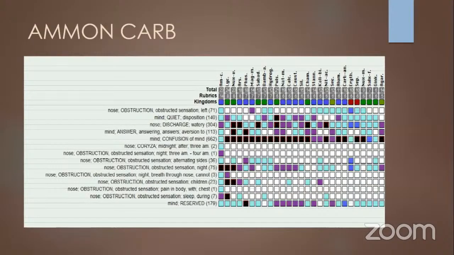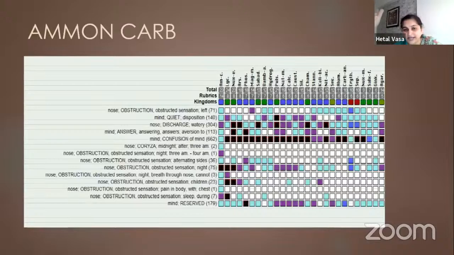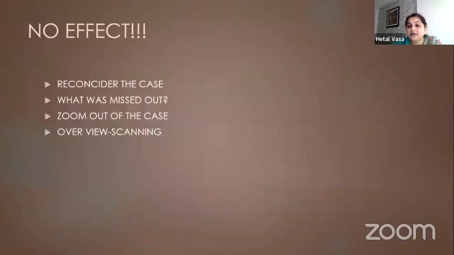Looking at the acuteness, the profuse watery discharge, and the aggravation time, 4 to 5 a.m., I repertorized it very nicely, and Ammonium carbonicum came up, with the left-sided obstruction and everything. But generally I take follow-up in acute complaints. The very next day, I asked how he was, and he said there was absolutely no effect of this medicine. So what options are left with us? We have to reconsider the case and see what was missed.